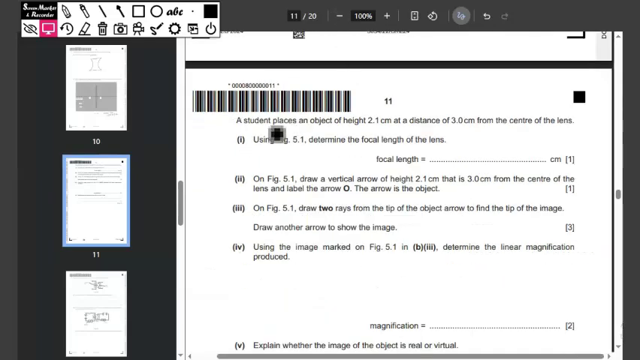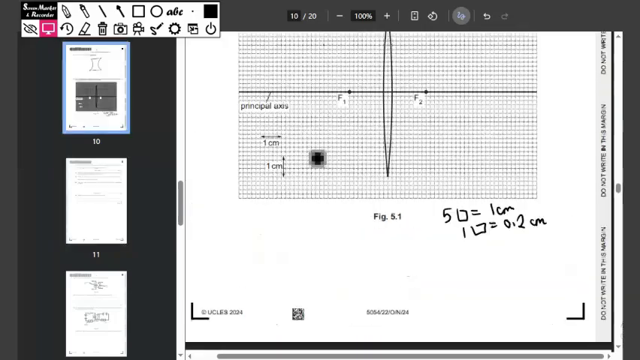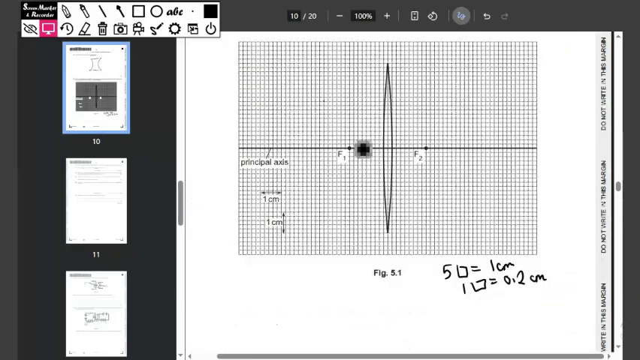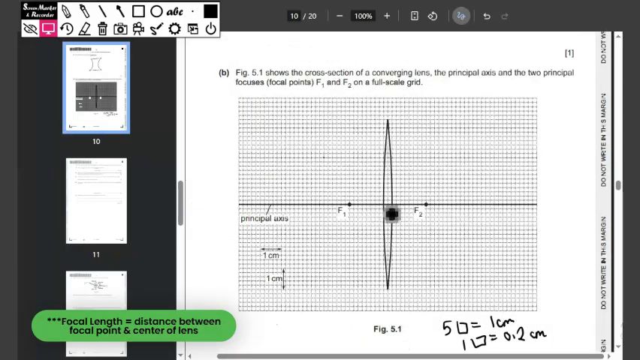A student places an object of height 2.1 centimeter at a distance of 3 centimeter from the center of the lens. Roman 1. Using figure 5.1, determine the focal length of the lens. So we have to use figure 5.1. Let's check the figure again. So the focal length is nothing but the distance between any focal point and the center of the lens.